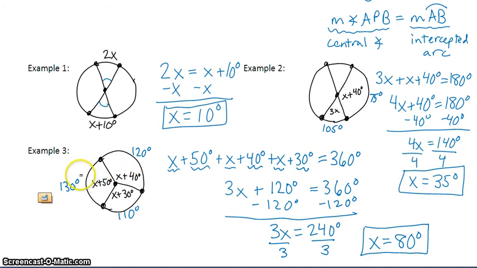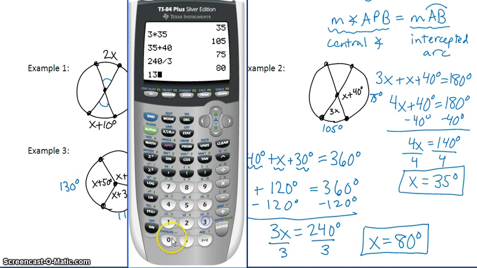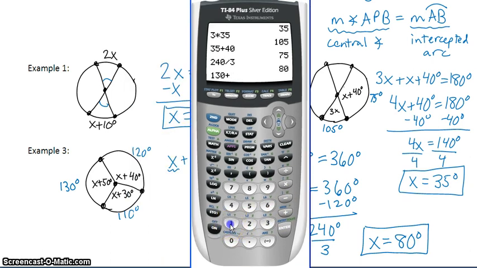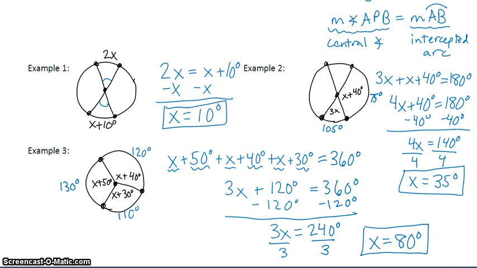Now if I add 130 plus 120 plus 110, I should get 360, and I do. 3 different examples, 3 different equations that I need to set up, all based on central angles and central arcs.